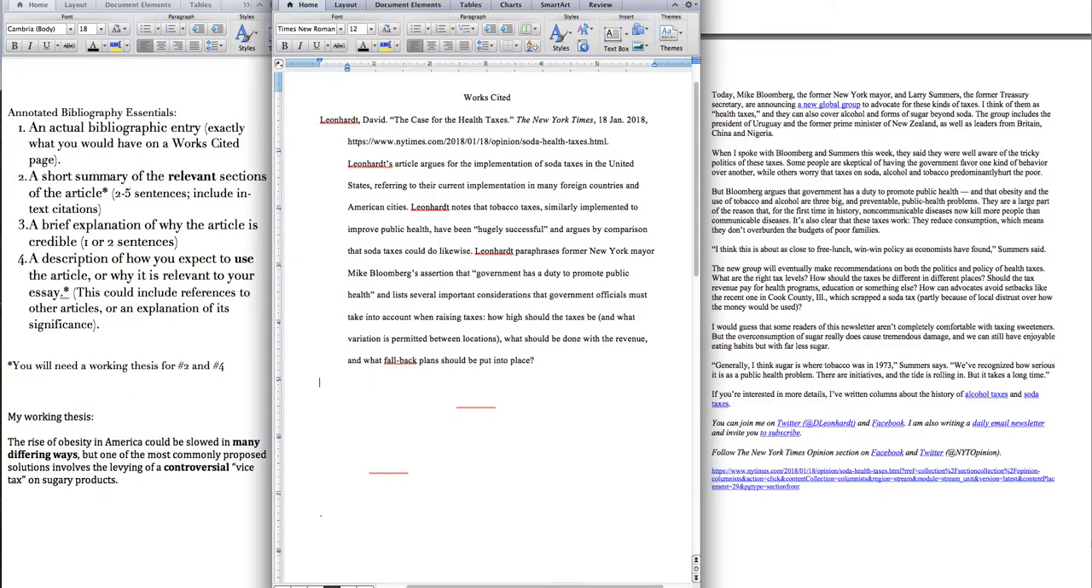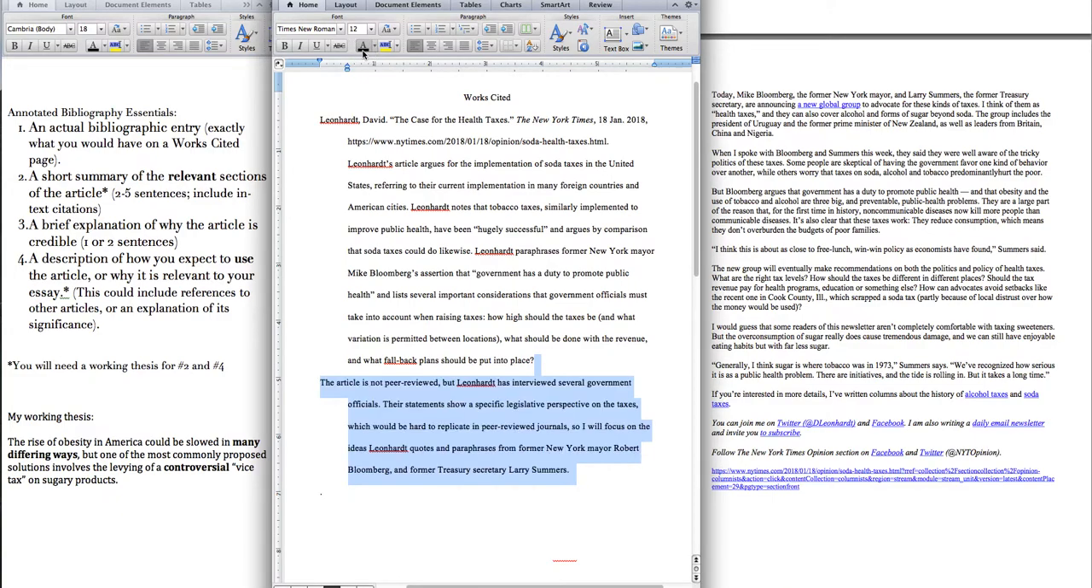Now, the next thing I want to do is look at whether this article is credible. And this article is credible in a kind of weird way. What I mean by that is that this isn't a peer-reviewed article. We've already talked about how news articles aren't peer-reviewed. So I need to acknowledge that in my description of its credibility.